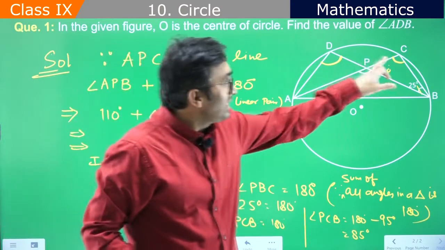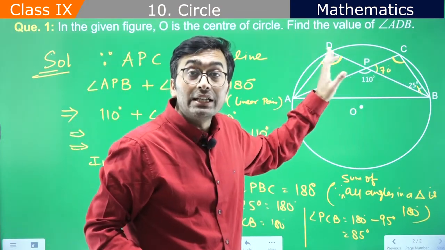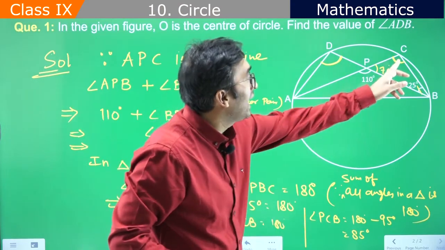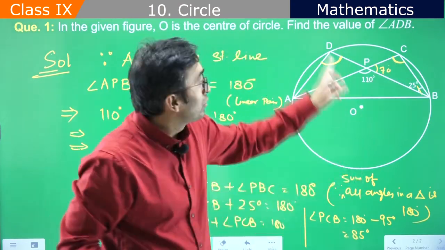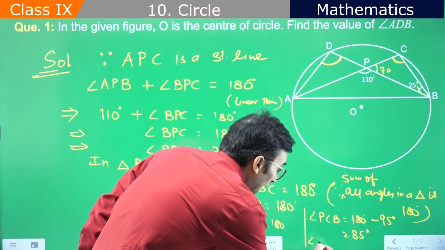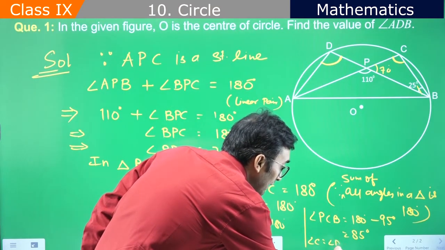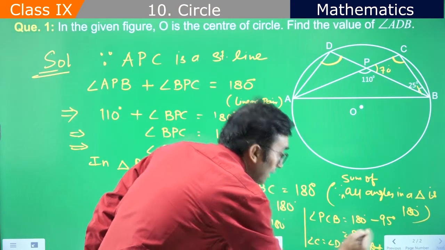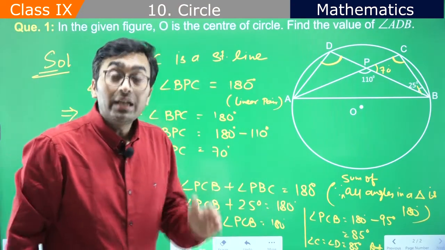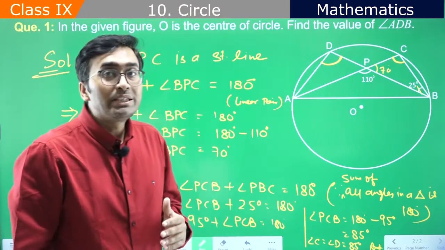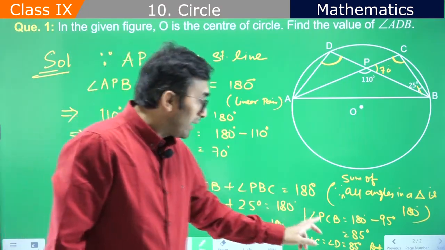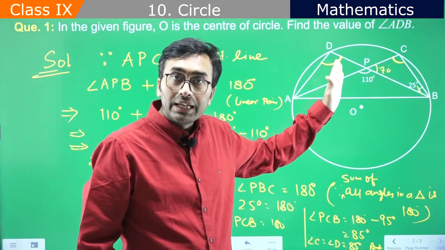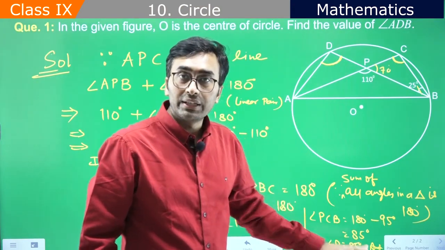Now this angle C and angle D are in the same segment. So if I got the angle C as 85 degree, the angle D will be the same. We write angle C equals angle D, and that is also 85 degree, and this is our answer. Why? Because the angles in the same segment are equal. So if I got the value for the angle C, it will be the same for the angle D, and we got it as 85 degree. Just have a look.